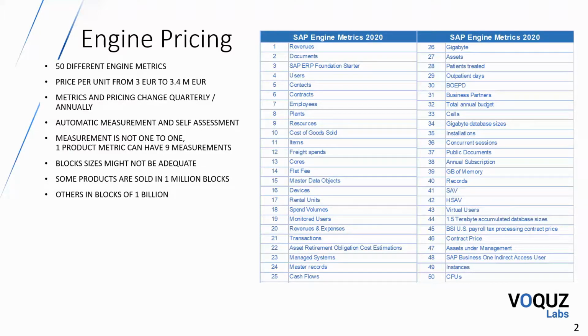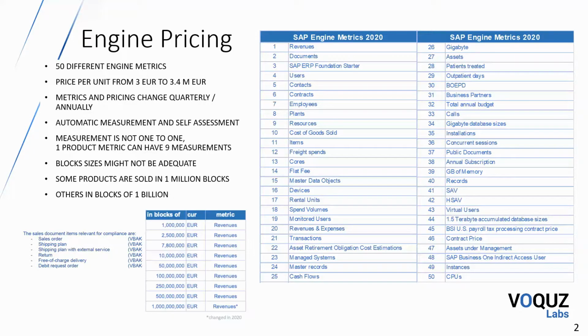And measurement of those products is not always one-to-one. One single product metric can have 9 different measurements. Take sales and service order processing for example. There are 6 different types of sales and service order document that need to be measured for that one single product metric. Block quantities might also not be adequate. Some products, for example, are sold in 1 million blocks, others sold in blocks of 1 billion. Now, if for example your revenue is 2.9 billion a year, buying a product sold in blocks of 1 billion revenue would not be cost effective.